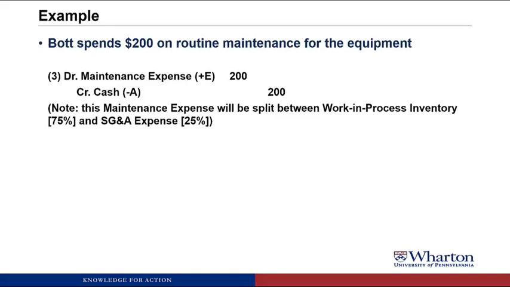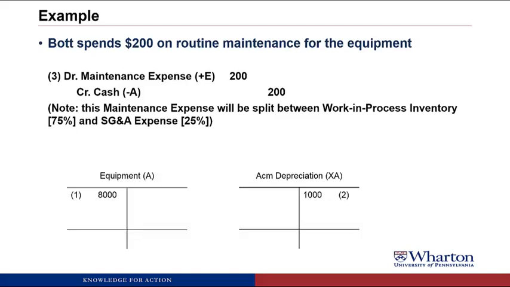Remember in the prior video, this equipment is used to both produce inventory and personal clubs for top management in the sales force. So what's really going to happen is 75% of this maintenance expense will go to work in process inventory, and 25% will be an SG&A expense. The key point is that none of it goes into the equipment account and none of it affects accumulated depreciation.